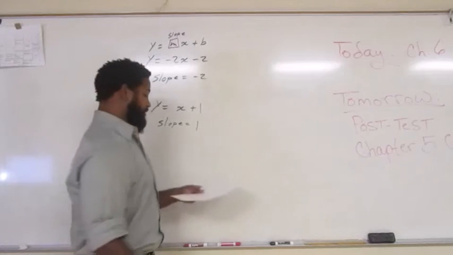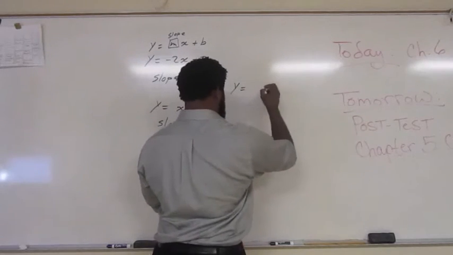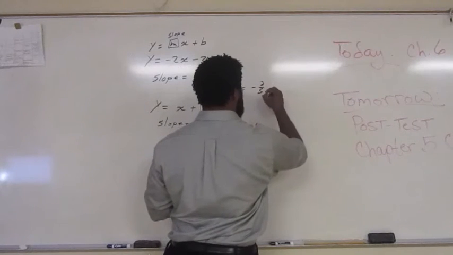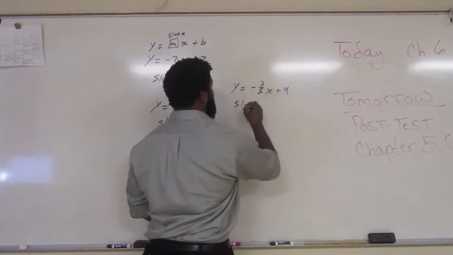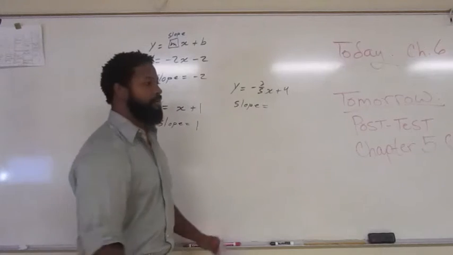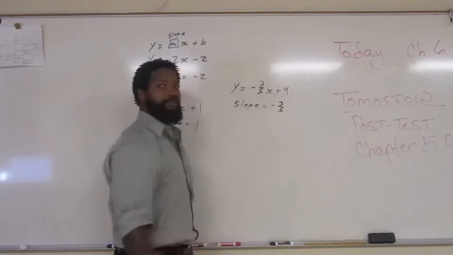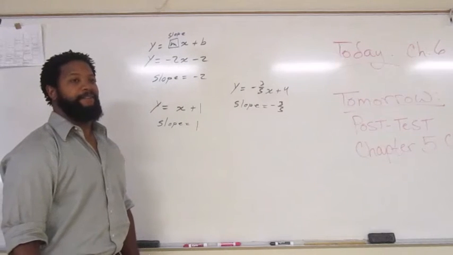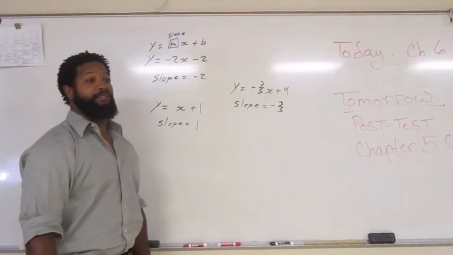So if you have y equals negative 3/5 x plus 4, what is your slope? It'd be negative 3/5. There you go. Negative 3/5. Are you serious? I thought you had to do something more. We're overthinking it. You're very much so overthinking it.